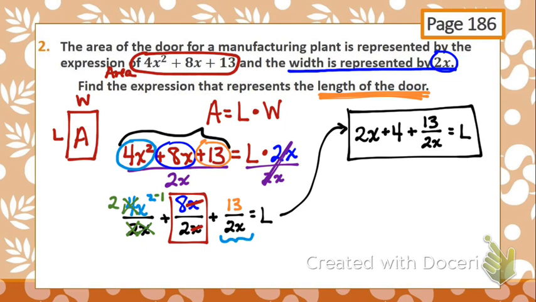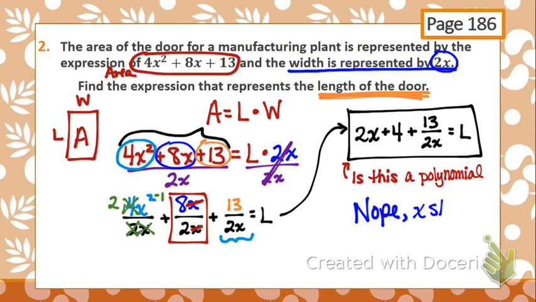Question, because yesterday was the first time I introduced this idea. Is this answer a polynomial? No. Why not? There's an x in the denominator. It's not that I'm not allowed to have x's at all. It's that they can't be down in the denominator. So, nope. X is still in the denominator.